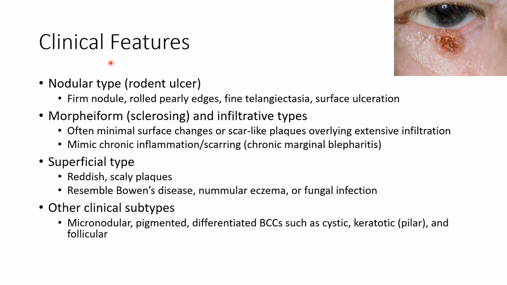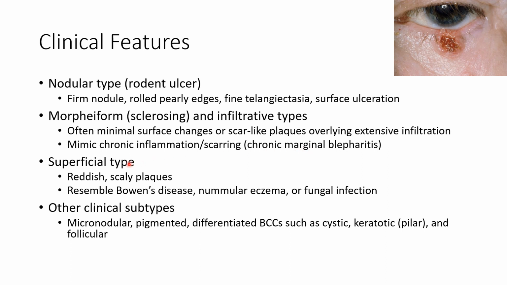Coming to the clinical features of BCC, the nodular type of BCC is also known as rodent ulcer. This picture shows nodular BCC. The patients present with a firm nodule with rolled pearly edges, fine telangiectasia and surface ulceration, as you can see in this picture. Morphiform, that is sclerosing and infiltrative types, often have minimal surface changes or they can present as scar-like plaques overlying extensive infiltration. They mimic chronic inflammation or scarring, that is, they can mimic chronic marginal blepharitis.